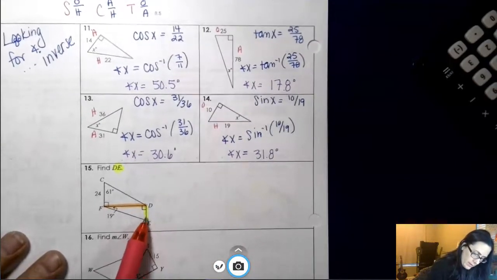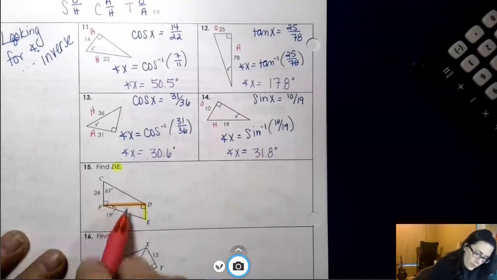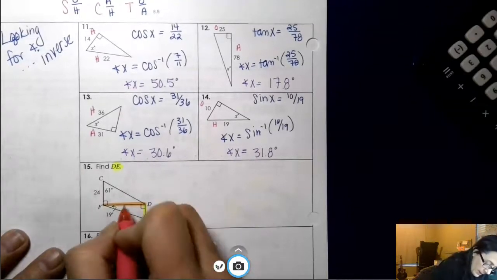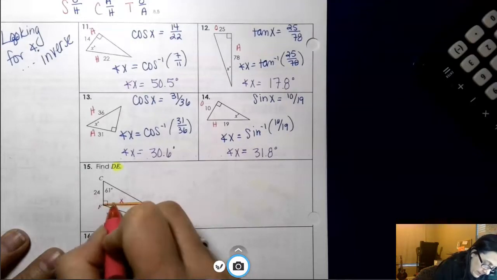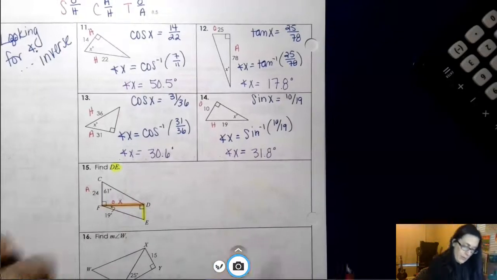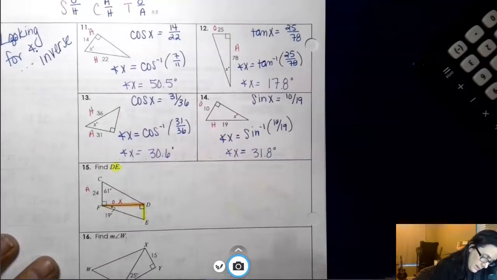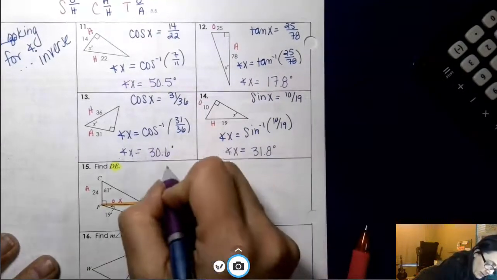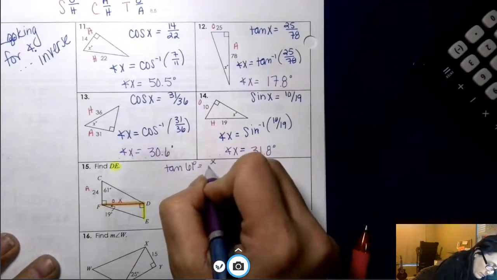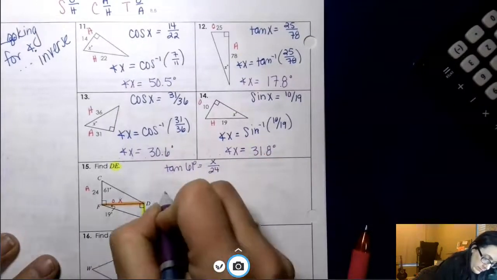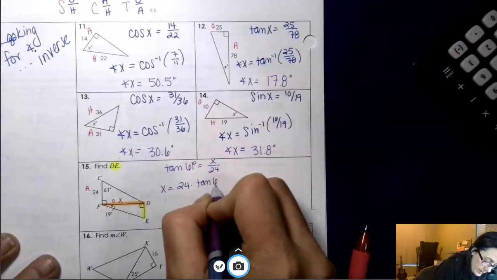We want to solve for DE, but we don't know anything else here except the angle. Here we know an angle and a side. We need to find this side first. I'm going to call this side right here x. That would be opposite, and this would be adjacent. Hypotenuse would be there. Opposite adjacent is going to be tangent. So I'm going to have tangent of 61 degrees is equal to x over 24. So x is equal to 24 times tangent of 61 degrees.